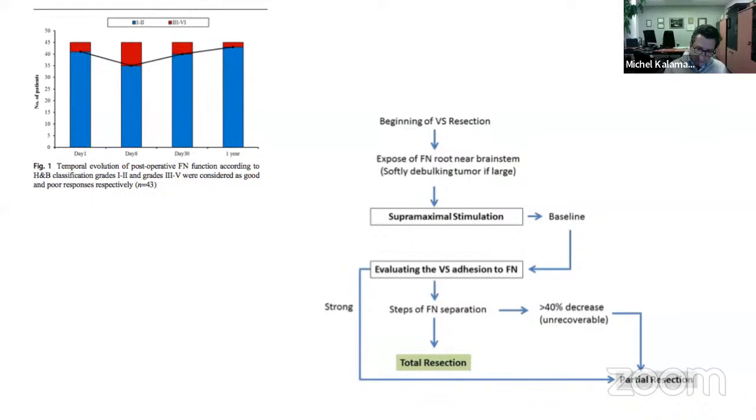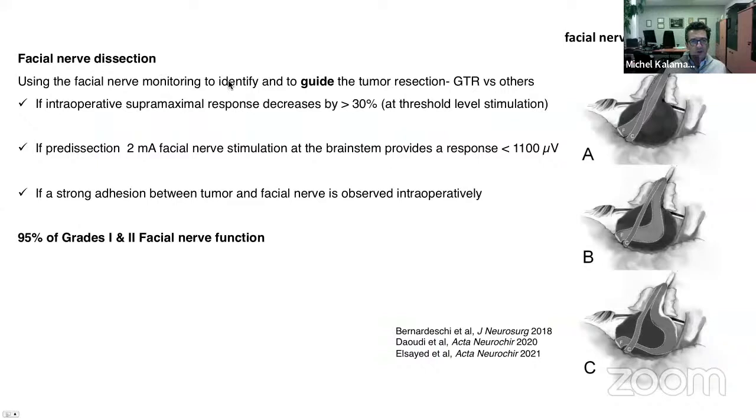So just to summarize the facial nerve dissection, we're using the monitoring to guide. Now we stop the resection if the intraoperative supramaximal response decreased by more than 30%. We have two other elements just to be more cautious. When at 2 milliampere you have a bad response, less than 1,000, it means that the facial nerve is stretched by the tumor and you have to be very careful. And then for sure, when during the surgery you see a strong adhesion between the tumor and the facial nerve at the end of the resection, even if the response is very good, sometimes you leave a small part. So it's a way to have a good postoperative facial function, even in the large.